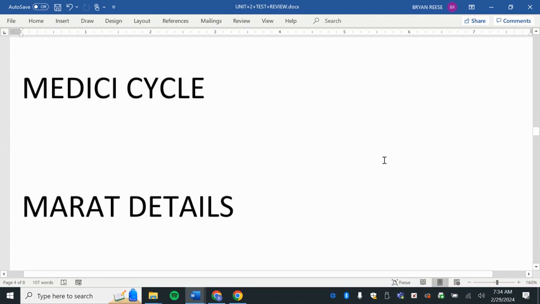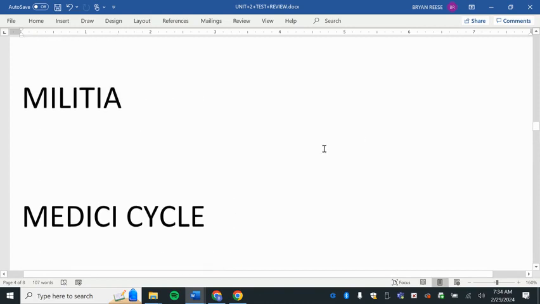There's a question on the test about the Medici cycle. Those 24 paintings in that room that were commissioned by Marie de Medici, the Queen of France. She commissioned them by Rubens. There'll be a question about that on the test. Basically, why did she commission those?